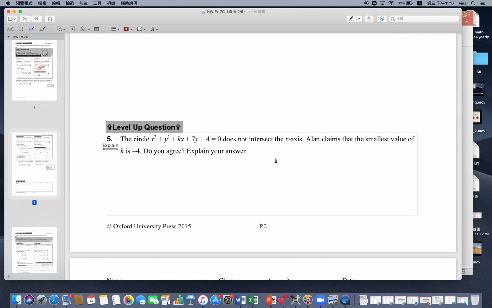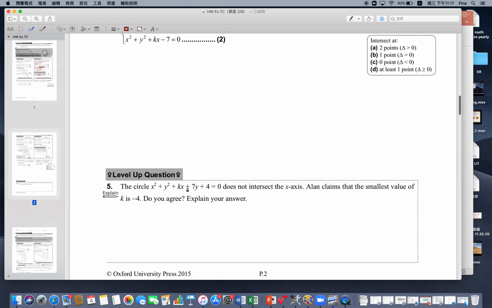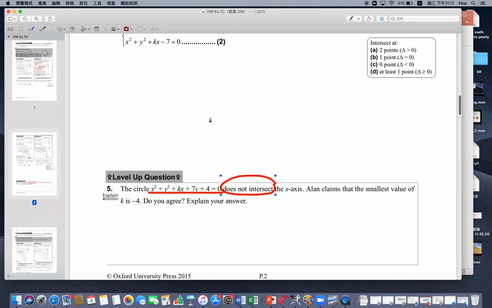But I just want to discuss the last question in this part, question 5. Because for this question, you have to consider if the circle does not intersect. Does not intersect means that the circle is here and the straight line is here, and they do not intersect each other.